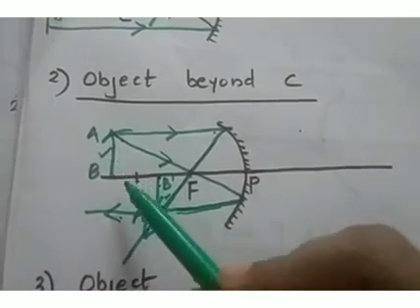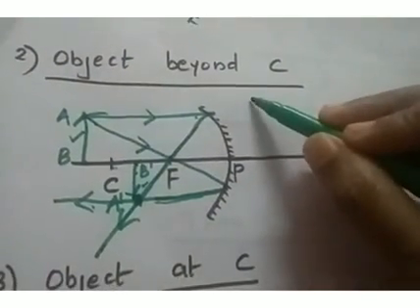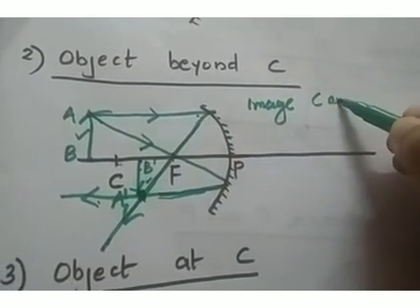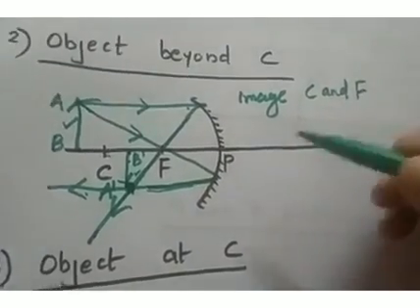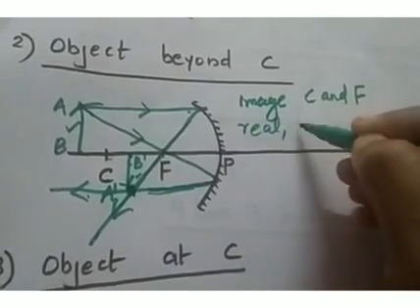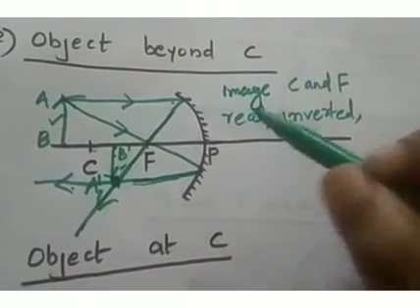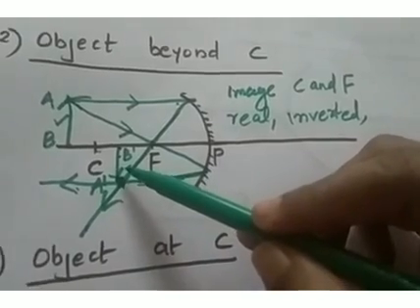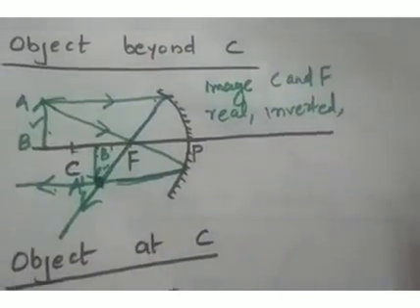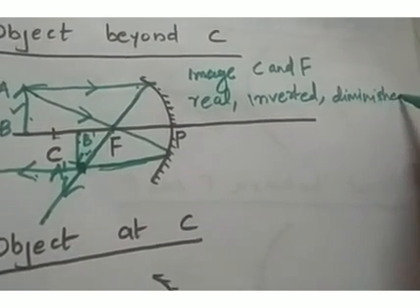So whenever the object is beyond C, where is the image formed? What is the position of the image? Image is formed between center of curvature and focus. And what is the nature of the image? Image is real. Since it is real, it will be inverted. And what about the size? It is diminished. Diminished means smaller. The object is bigger and the image is smaller, so it will be a diminished image.